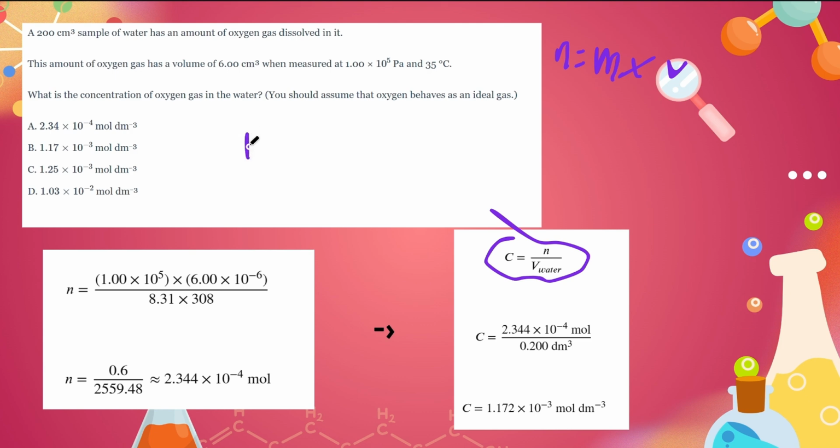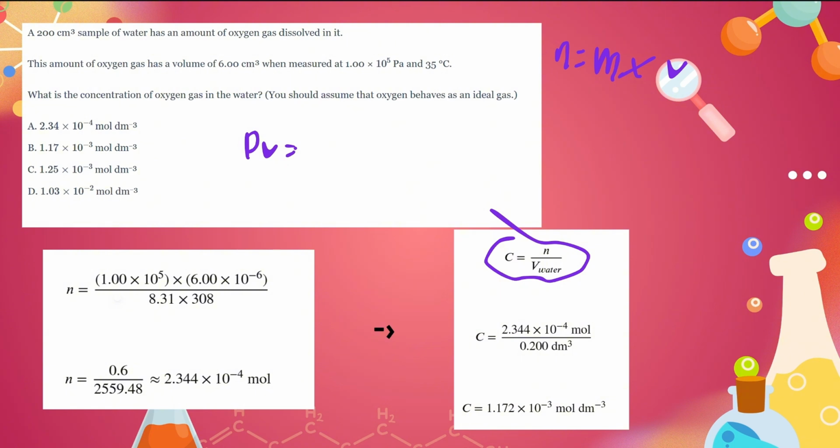Of course, we use the equation like the last time, PV equals nRT. Same as before, you just use n equals PV per RT. Of course, for the R constant, you know how to find the Celsius: 35 plus 273 equals 308 Kelvin. And then for the pressure, here we have 1 times 10 to the power 5.